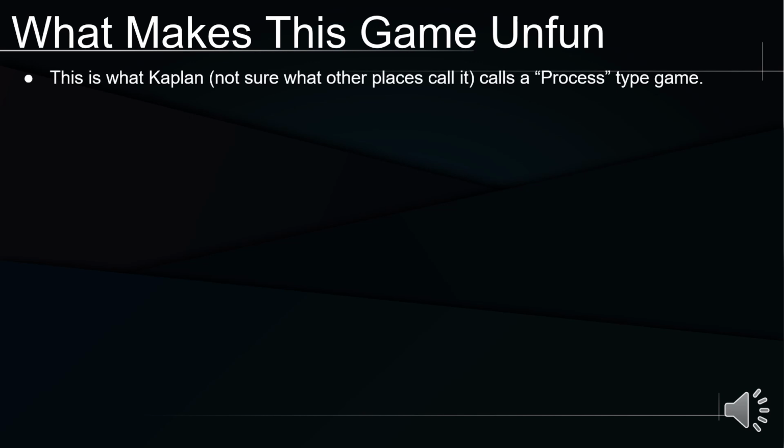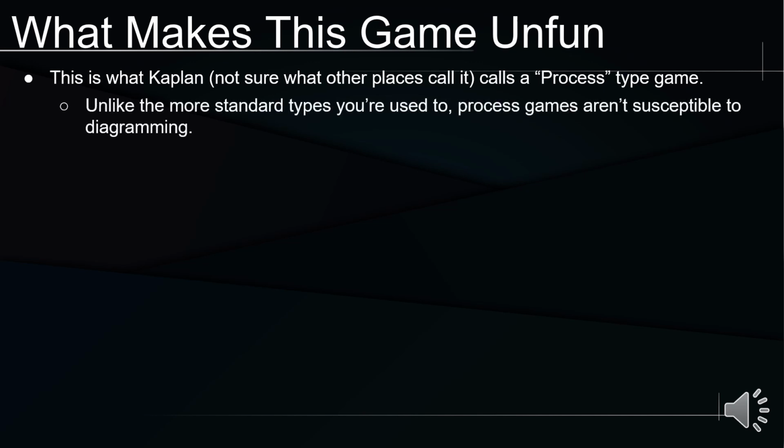So what makes this one unfun? This kind of game is what Kaplan, where I learned of this game's existence and where I started teaching, calls a process type game. So that's the terminology I'll use. Unlike the more standard types that you're used to, process games aren't actually that susceptible to diagramming. Don't get me wrong, there is a place for writing things down and diagramming things out, but it's not going to be as game-breakingly helpful and useful to draw a diagram as it is in other types.